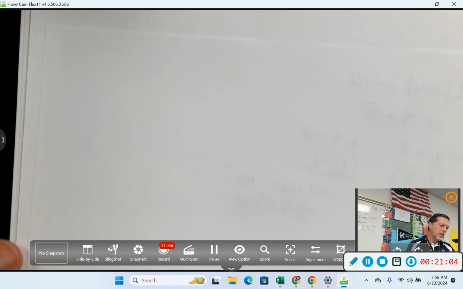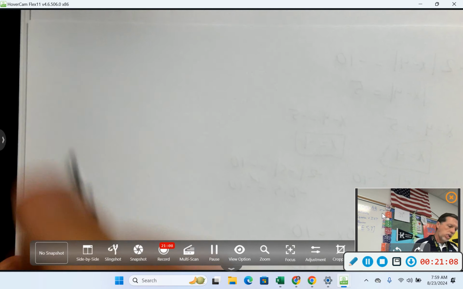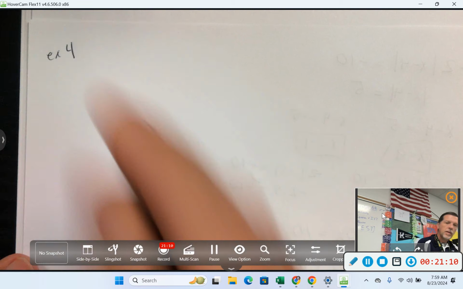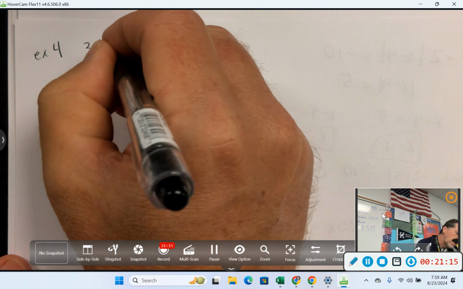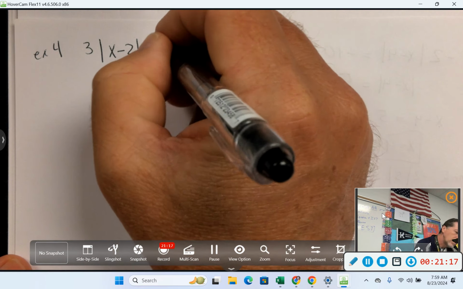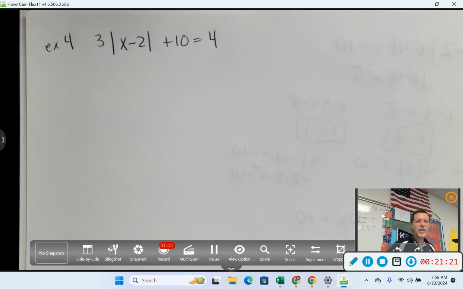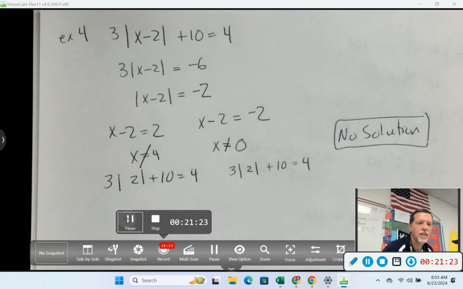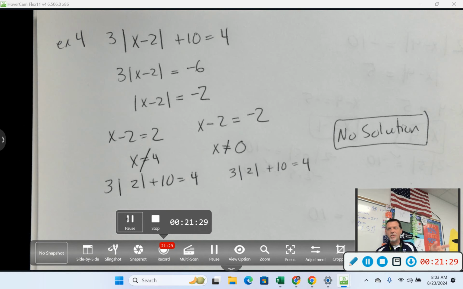All right, one more example, and then we'll be done. Last example. 3 times absolute value x minus 2 plus 10 equals 4. You know what? Since it's our last example, why don't you try it? You saw that. So there is a bit of a shortcut to this one if you're really paying attention. And some of you kind of caught it.